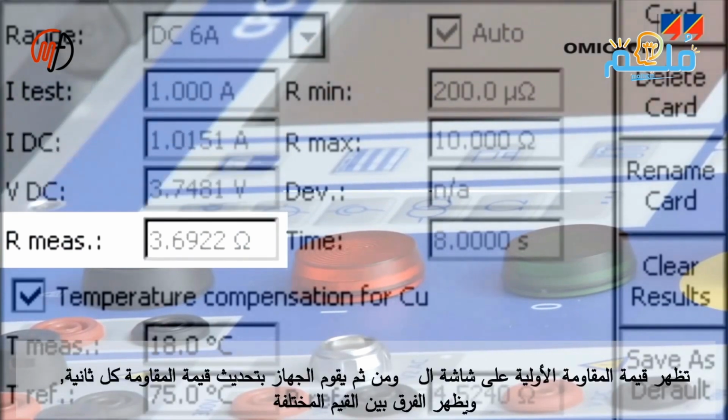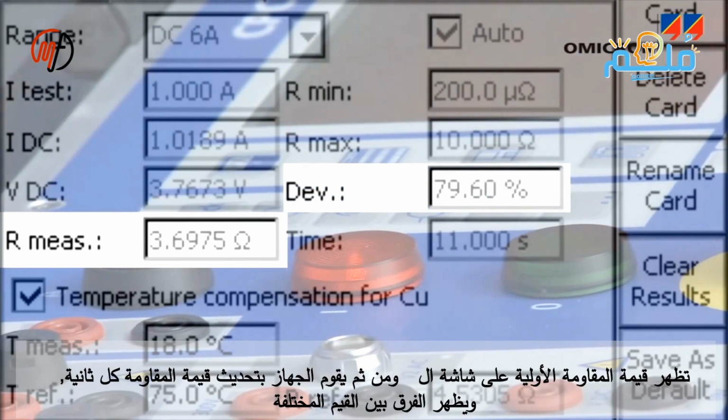Ensure accuracy by comparing the winding resistance values with factory test values.